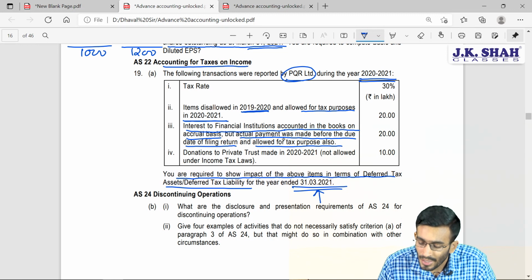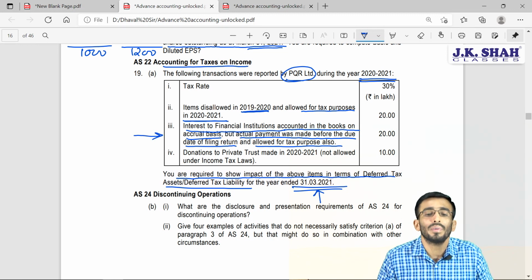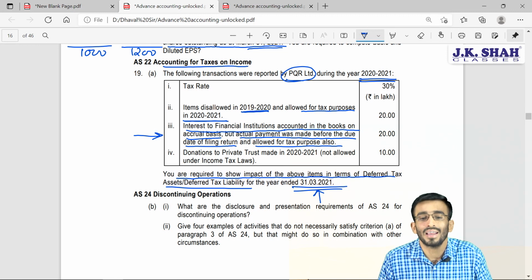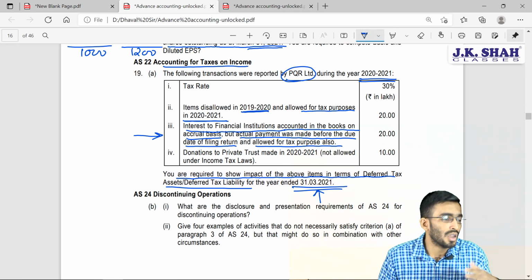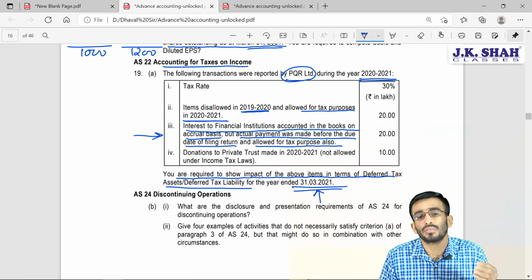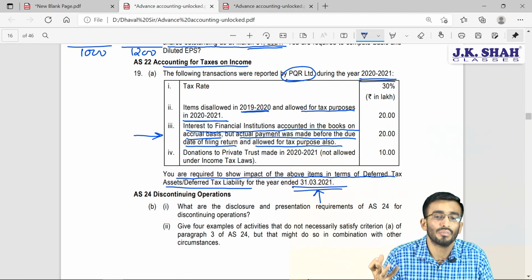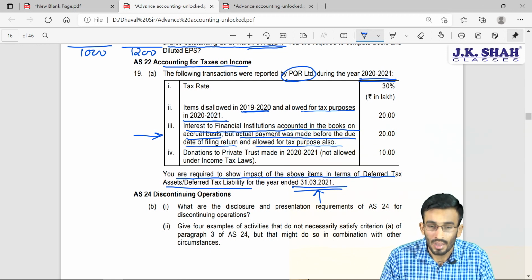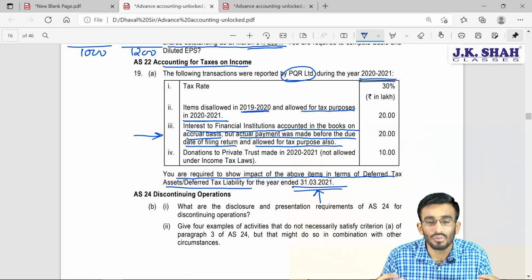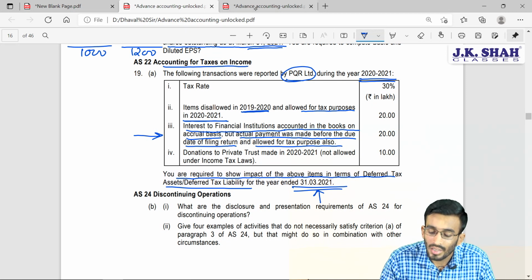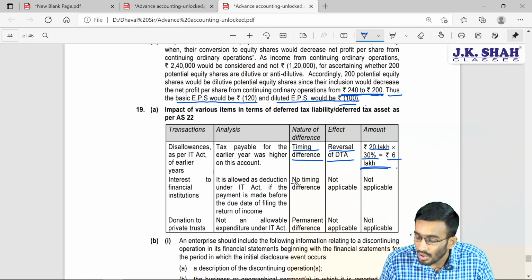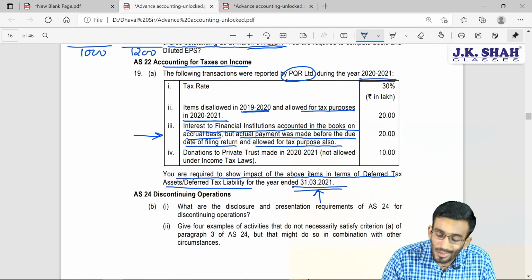So now they are saying the actual payment was made before the due date of filing return. It means in taxation also it was allowable expenditure because the payment was made. In books of accounts it was based on accrual, so there also we showed it as an expense, and here also we have considered it as an expense, or I can say it was allowable expenditure in taxation. So sir, here there is no timing difference, so nothing to be done, we just need to ignore. No timing difference, effect not applicable.